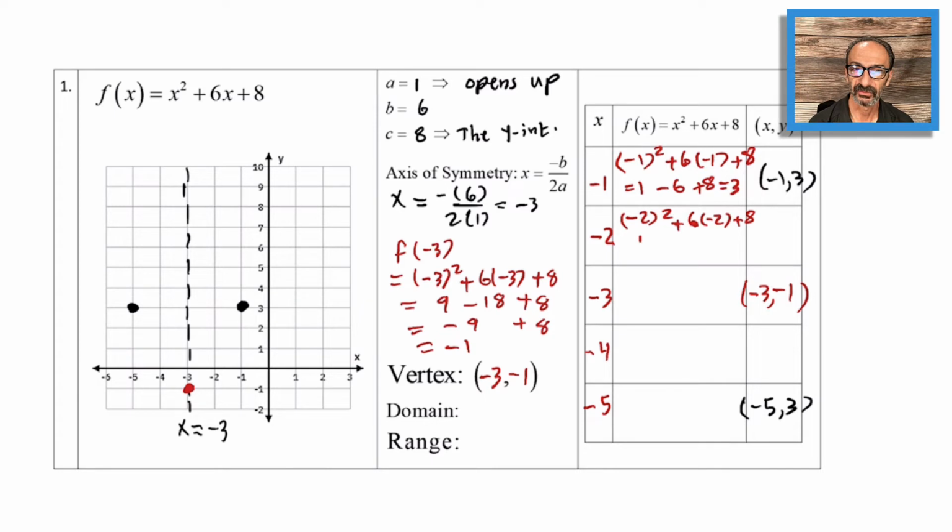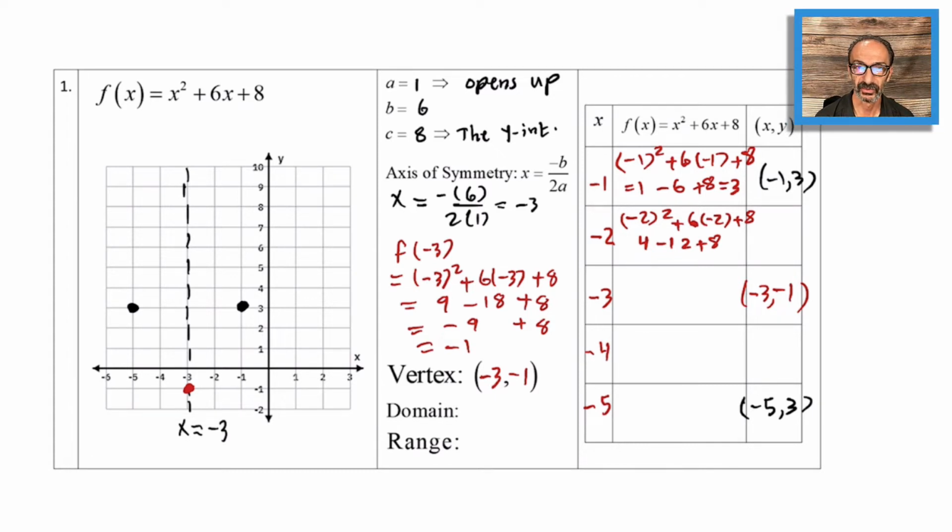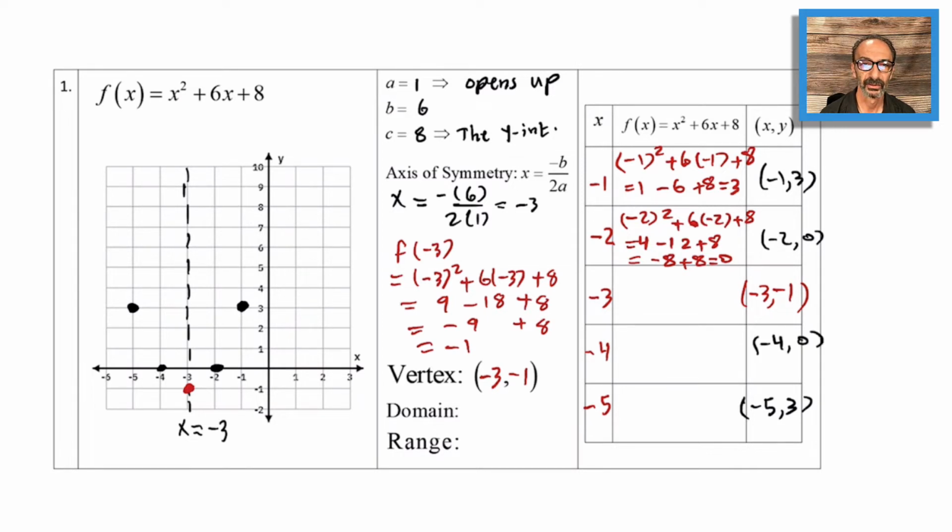So negative 2 will give you negative 2 squared plus 6 times negative 2 plus 8. That's positive 4 minus 12, 6 times negative 2, plus 8. That's negative 8, 4 minus 12, add 8 to it, which is 0. So at negative 2, the output is 0, right on the x-axis. At negative 4, it's going to be the same thing, because of symmetry, negative 4, 0.